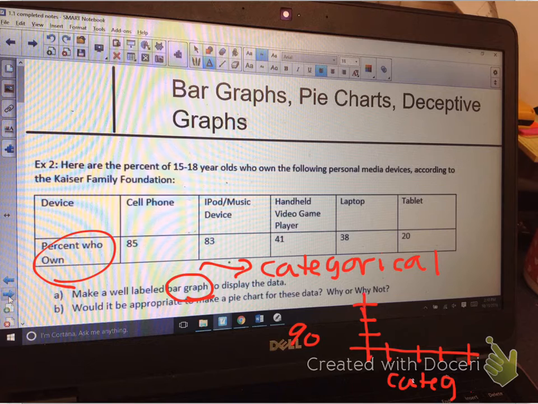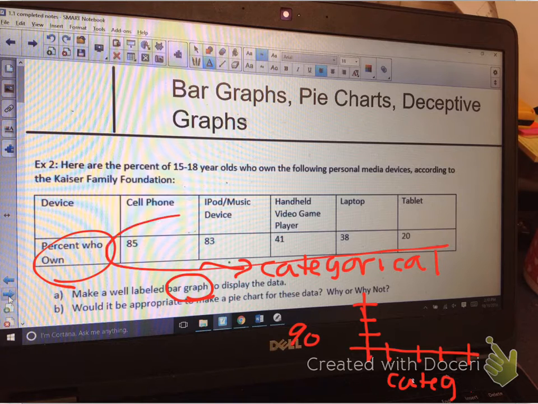If you need help with this, I'll help you when I get back. It's something you should have covered in algebra. I don't think it takes much time to go through, or please look at your book if you need more information. I do want to spend a little bit more time on: would it be appropriate to make a pie chart for these data? Why or why not?